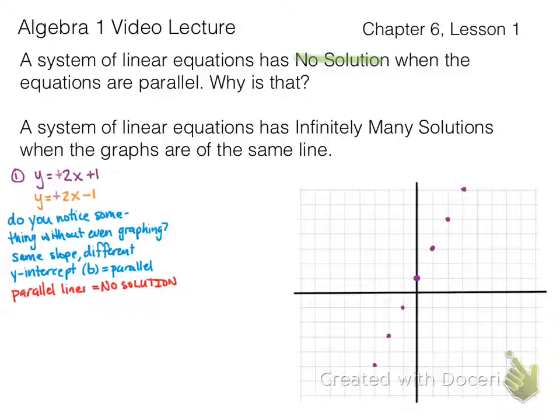Okay, so I go up 2 to the right 1, up 2 to the right 1, up 2 to the right 1, or I could go down 2 to the left 1, down 2 to the left 1. So that's the purple line there. And then label your lines with the equations. There you go. All right, and then the orange line right there, same slope, different y-intercept.